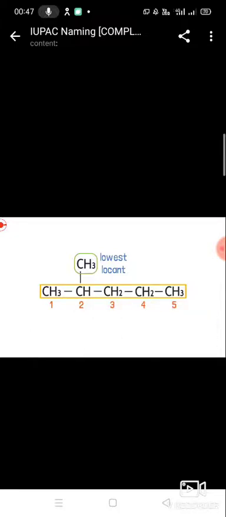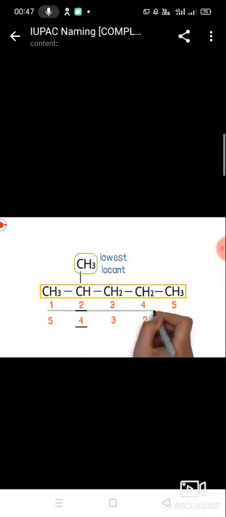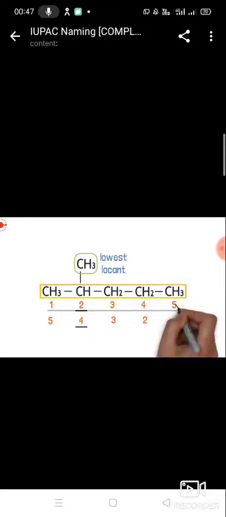So on the second carbon atom, what group is present? Methyl group is present. How many carbon atoms are there in a straight line? 5 carbon atoms are there in a straight line. So what number will you give? 2. You have to give 2. So 2-methylpentane.